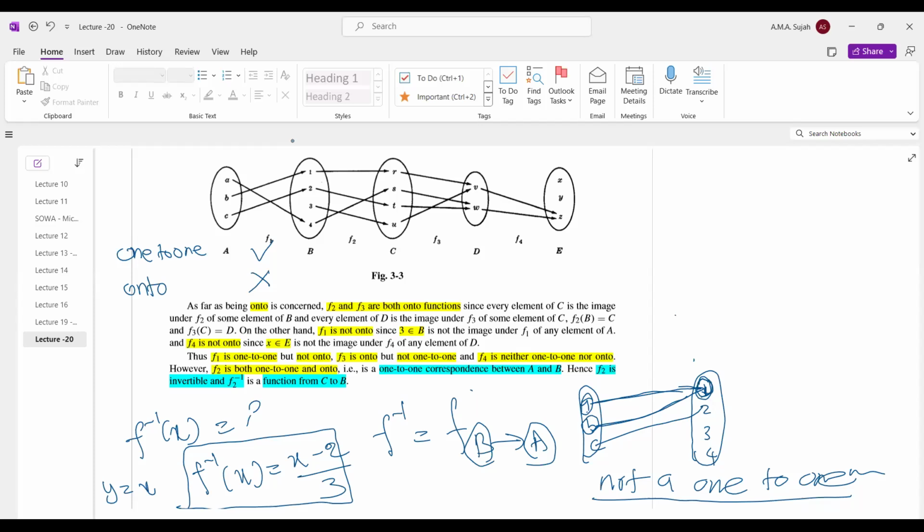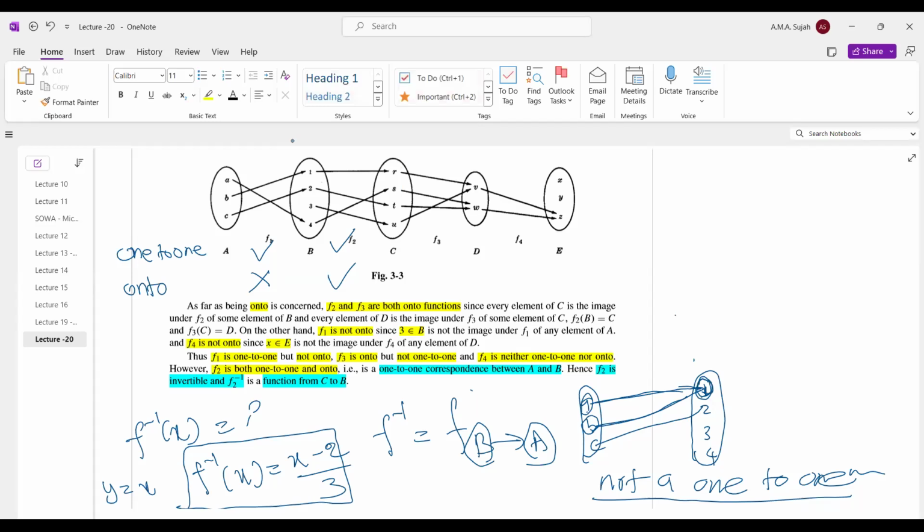How about f2? Tell me. f2 is a function from B to C. First you need to check whether it's one-to-one. To be one-to-one, you need to check that each has a unique image. This is a unique image. This is a unique image. This is a unique image. So this is also a one-to-one function. Is it onto or not? This is an onto function, right? Why? Each and every element in the codomain has a relation with at least one element in the domain.